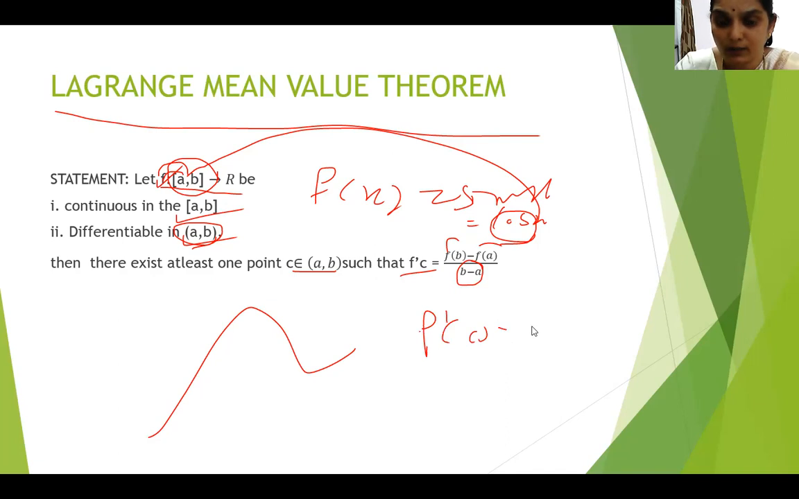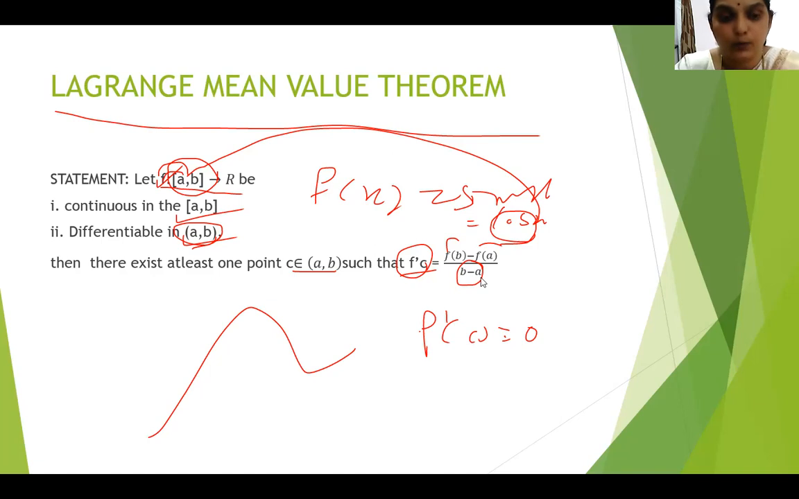So, Rolle's theorem is a specific case of the Lagrange mean value theorem. In the Lagrange mean value theorem, if f of a becomes equal to f of b, it reduces to the statement of Rolle's theorem. Now, here f of a is not equal to f of b, but I can say there exists a point c such that f dash c, if you differentiate the curve and put the value c, is always equal to the ratio of the difference in the range values to the difference in the domain values.